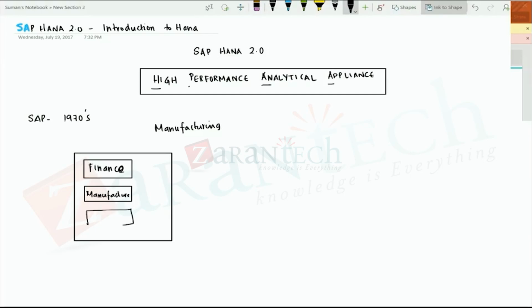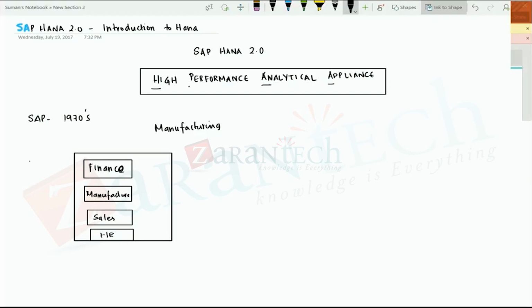When you have manufactured a product, you also need a sales department to actually sell your product. You also need human resources. So just to keep it simple, if you think of any organization, these are some of the departments that you are very sure you're going to have.